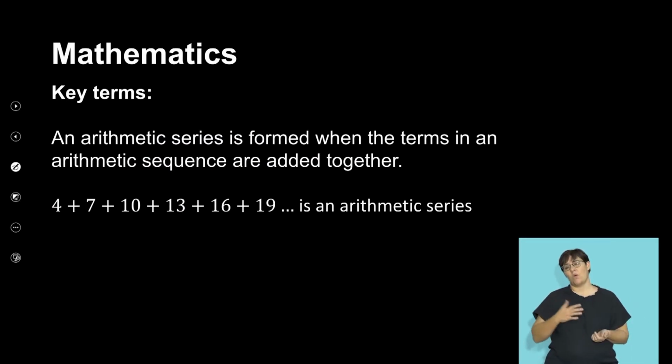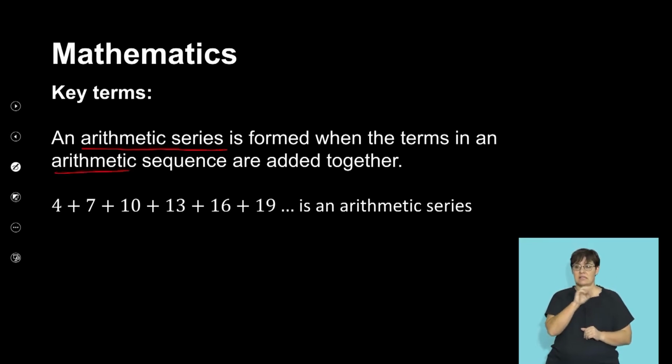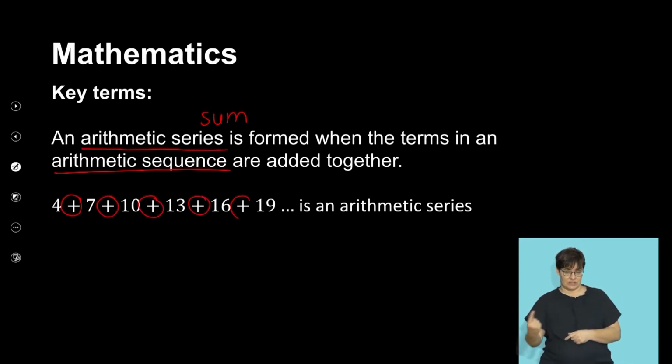If I now want to define what an arithmetic series is, please make sure, everybody, that you know the difference between a sequence and a series. Let's look at the series definition. So an arithmetic series is formed when the terms in an arithmetic sequence are added together. So please don't let this confuse you, because we've got the words series and sequence in the definition. But the main difference is that the series is an actual sum. It is created when I add the values of an arithmetic sequence together.